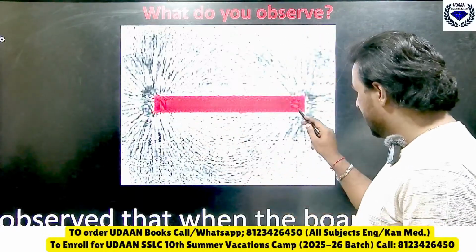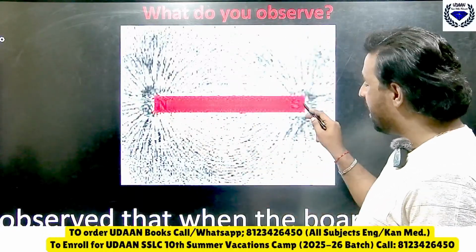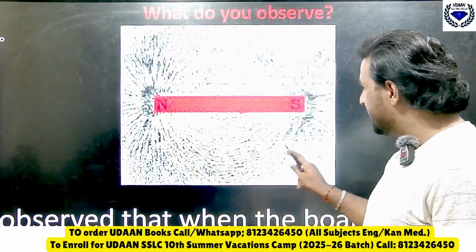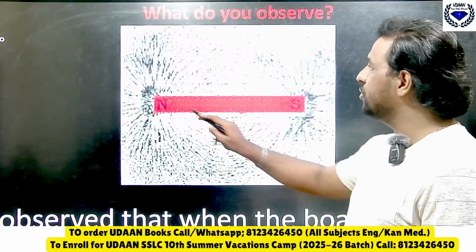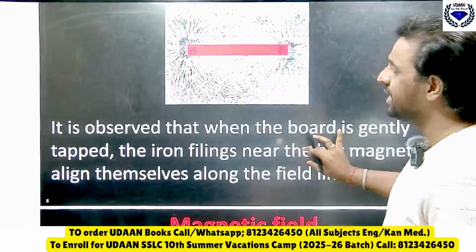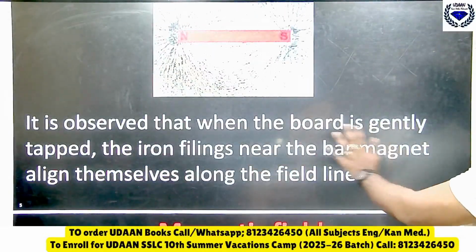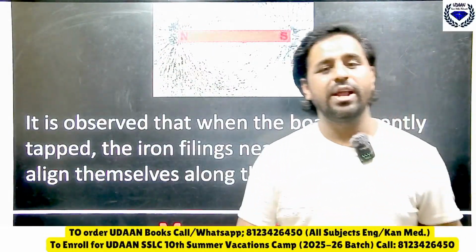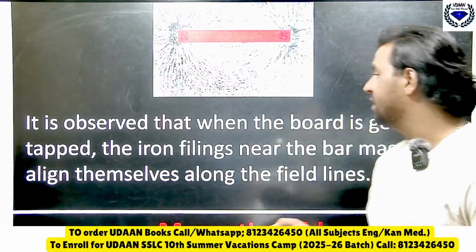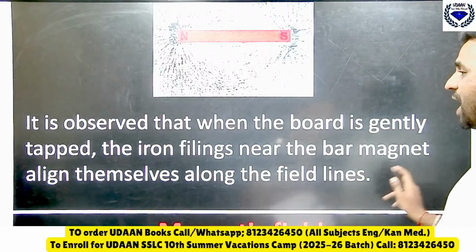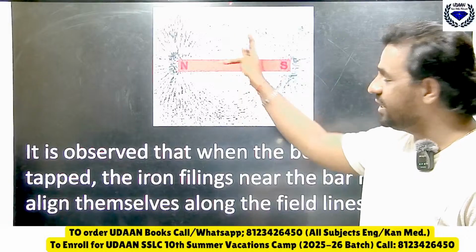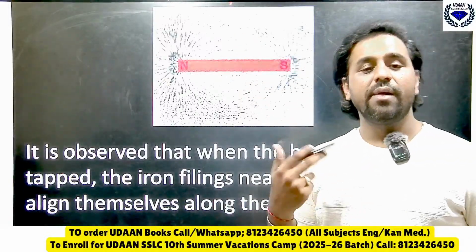You can see that they are having a close and continuous path, and you know that magnetic field lines start from the north pole and end at the south pole outside the magnet, due to which you can find them in the form of circles. And see, it is observed that when the board is gently tapped, suppose this is the board, when you gently tap it, the iron filings near the bar magnet align themselves. So here the magnetic field lines are like that, hence they get in line.